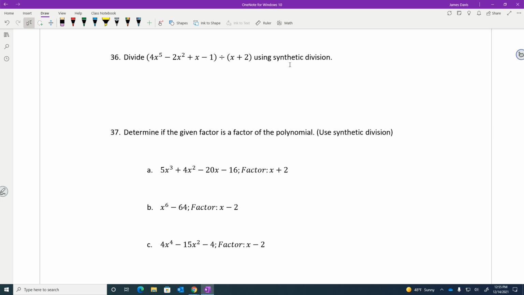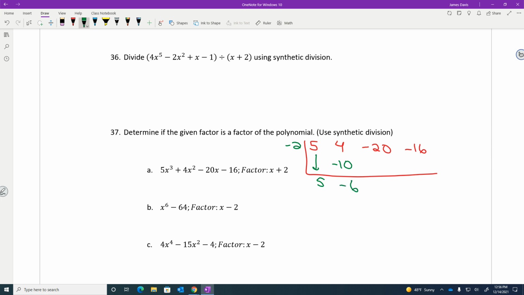In synthetic division, we write out these numbers and make a box. It looks like this: 5, 4, negative 20, negative 16. Draw the box around it. And then what number goes on the outside? It'll be negative 2. It's as if you were to set that equal to 0 and solve it, so it turns the opposite. We bring down the first number, 5. We multiply. Negative 2 times 5 is negative 10. We add them up, and get negative 6.